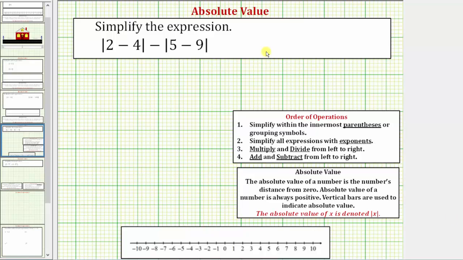We want to simplify the given expression. We have the absolute value of 2 minus 4 minus the absolute value of 5 minus 9. Looking at the order of operations, the first step is to simplify within the innermost parentheses or grouping symbols.